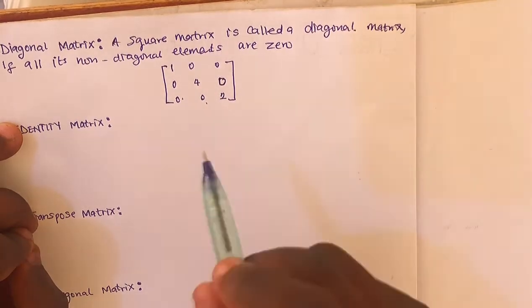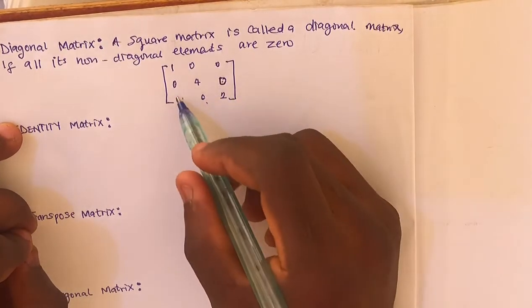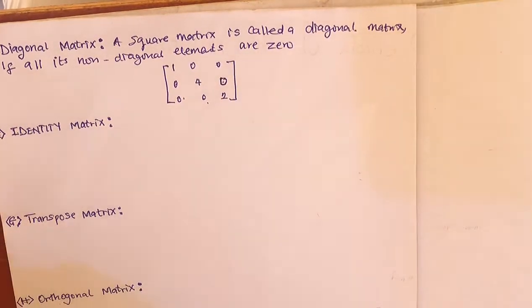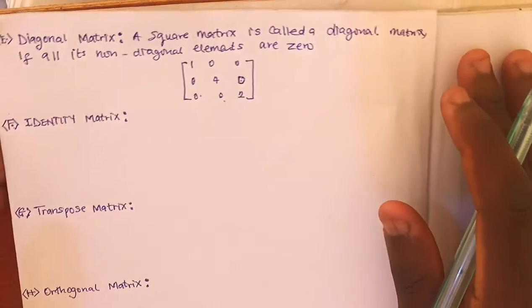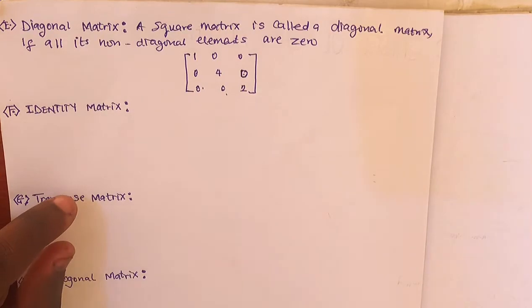A diagonal matrix is a type of square matrix in which all its non-diagonal elements are zero. Then let's check the identity matrices. Under this, identity matrix is also called a unit matrix.